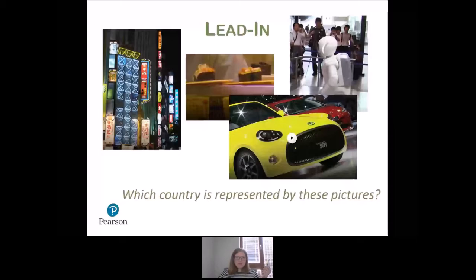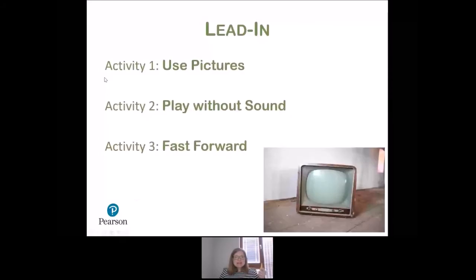Great. You know, this wouldn't be very difficult for you to prepare, as you already have the video for your lesson, so you can just cut out some pictures from the video and use it as a lead-in activity. So that should be quite easy. So that was activity 1.